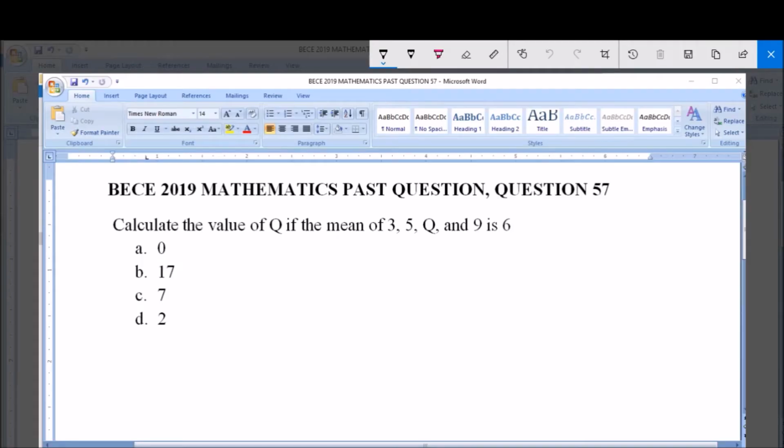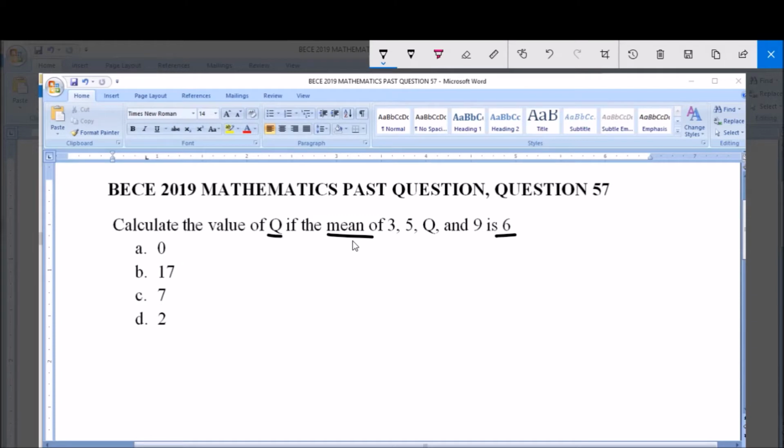Today we're going to be dealing with BECE 2019 Mathematics Past Question 57. Calculate the value of Q if the mean of 3, 5, Q and 9 is 6. A, 0. B, 17. C, 7 and D, 2. So we have to calculate the value of Q if the mean of the following numbers is 6.